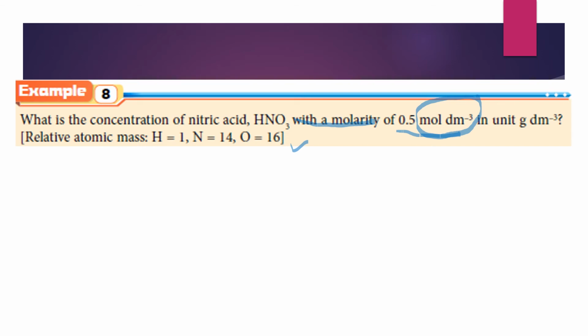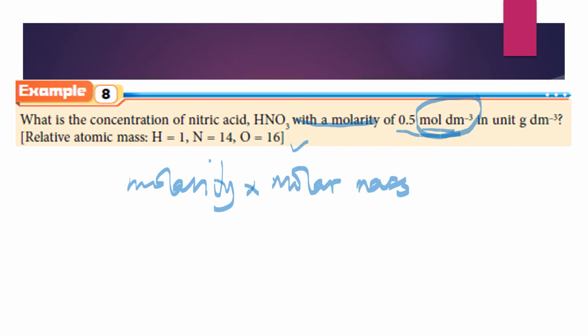Okay, so how do you solve this? Molarity is mole per cubic decimeter. You want to convert into gram, the concentration in gram per cubic decimeter. So what you have to do is you times the molarity times the molar mass. Molar mass of the substance now is nitric acid, HNO3. So you have to know the formula, HNO3. So the molarity is 0.5 given there times the molar mass.